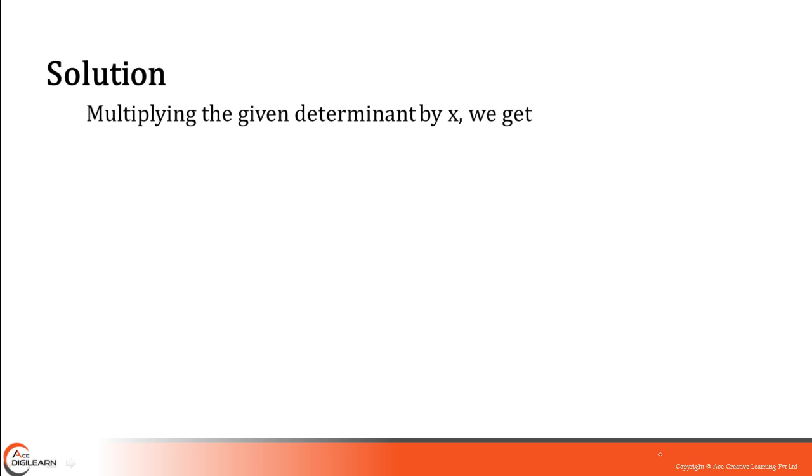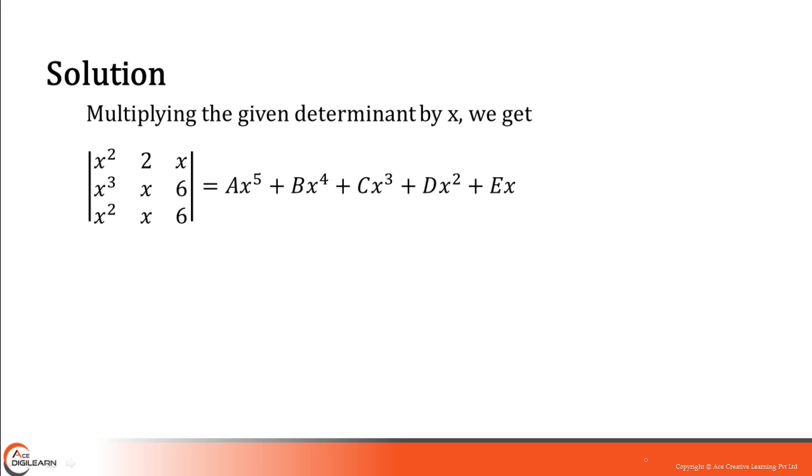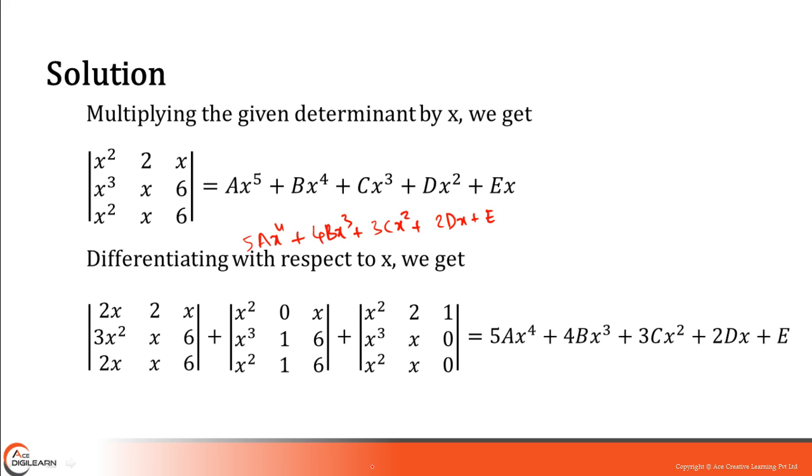Before differentiating the determinant given, we multiply the determinant by x. So we get ax power 5, bx power 4, cx cube plus dx square plus ex, which we differentiate to get 5ax power 4, 4bx cube, 3cx square, 2dx plus e. Differentiating a determinant, we can do one column after the other. Differentiating the first column: x square derivative 2x, x cube derivative 3x square, and x square derivative 2x, keeping the other two columns as they are.